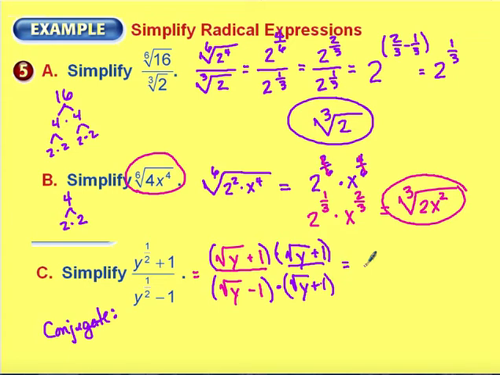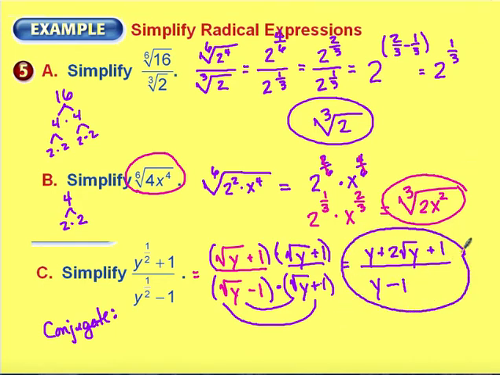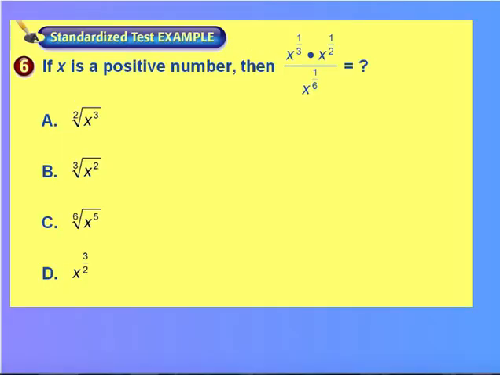So as I work through the foiling of this problem, I have y. My outsides and insides are going to give me 2 square roots of y. My lasts give me 1. In my denominator, the firsts give me y. From conjugating, my outsides and insides cancel out, and my lasts will give me -1. So this is my expression after I finish my conjugation. So don't be afraid of that rational exponent. It just can be written as a radical as well.